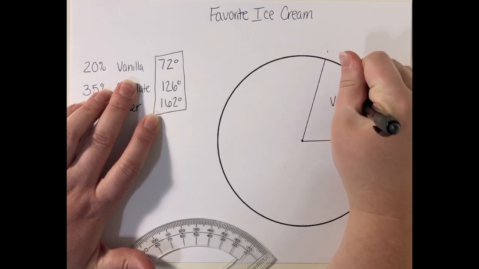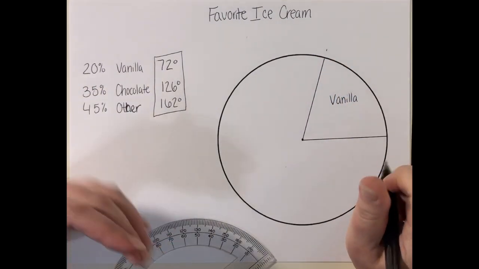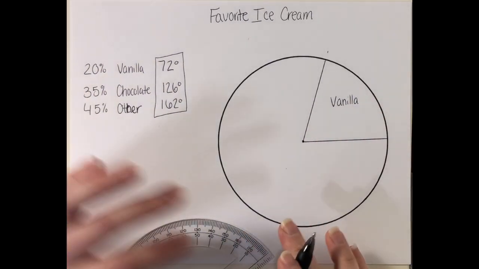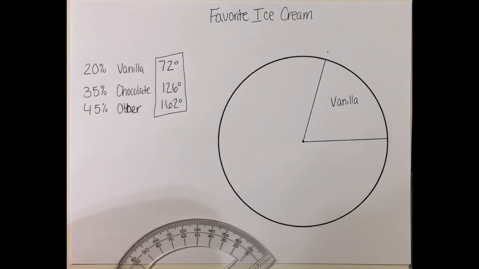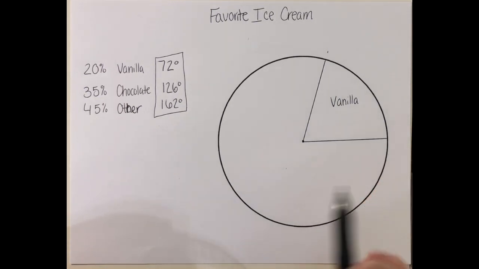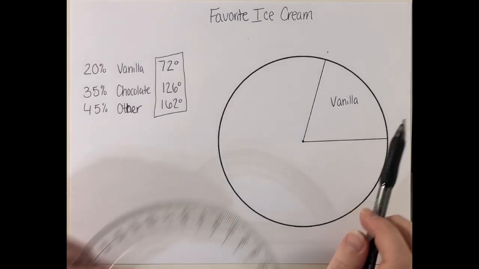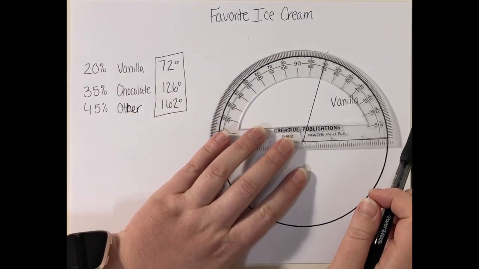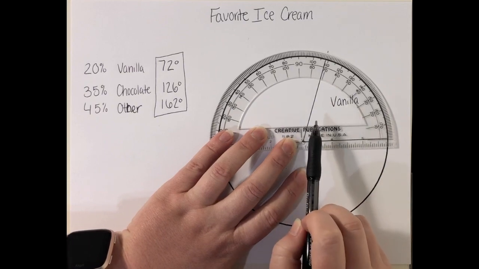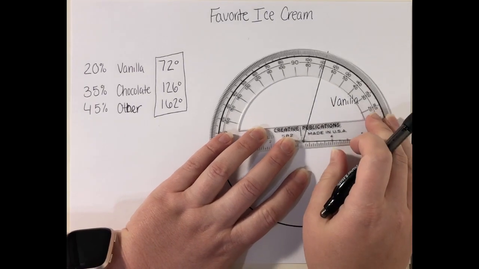I'm going to just label it vanilla. You could also use a key and color code them, and then color this whatever color corresponds to vanilla in your key. Now, the part where most people will mess up, if they do mess up, is we do not line this up again right here to measure my next angle measure, because our sectors do not want to overlap.